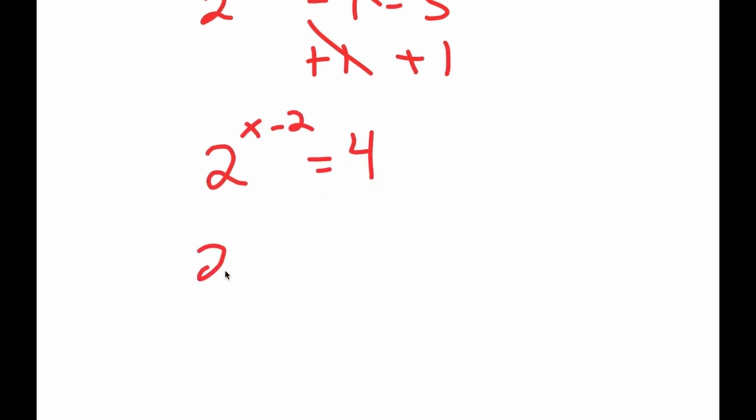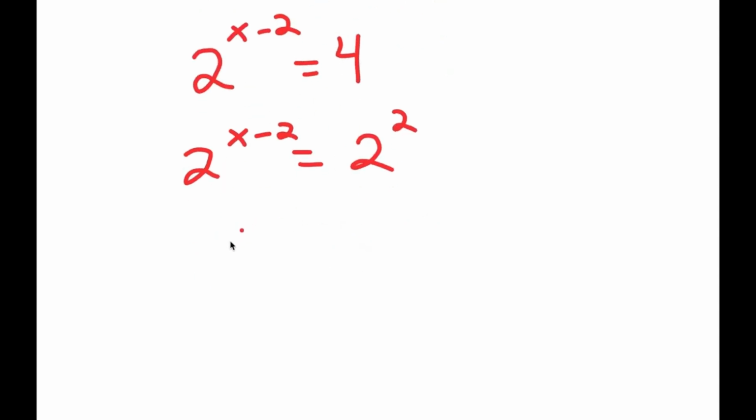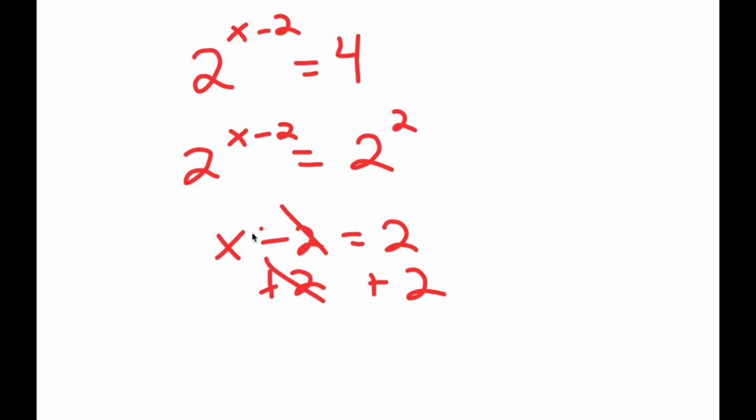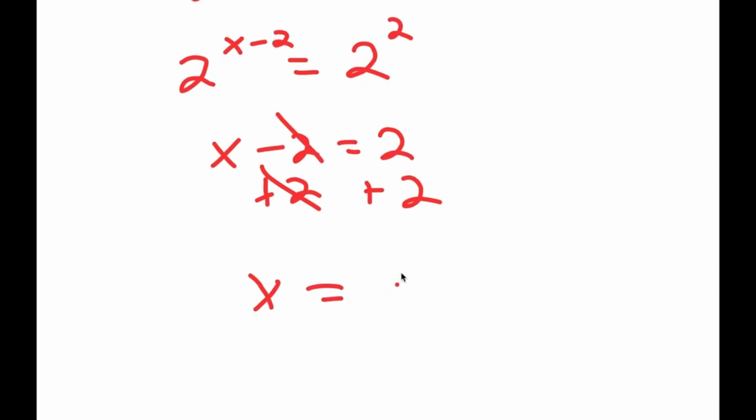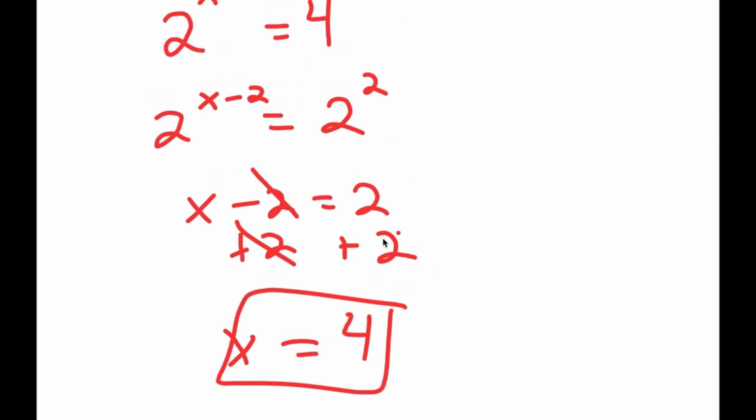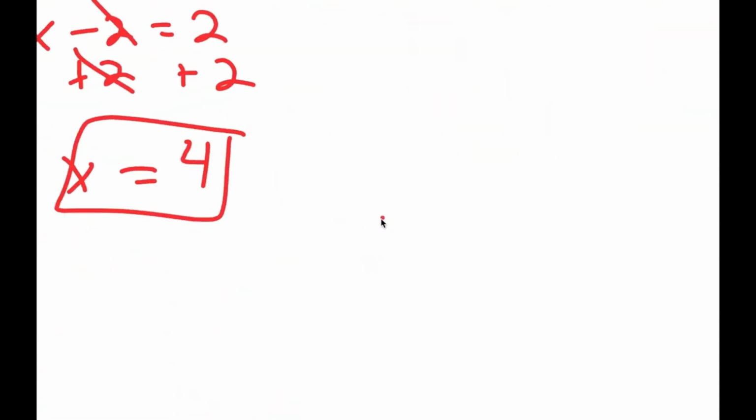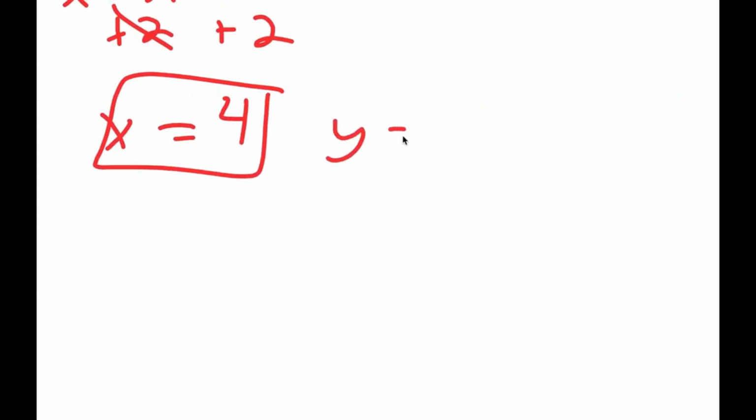And now 4 is the same thing as 2 squared, so I get 2 to the power of x minus 2 is equal to 2 squared. And this means that x minus 2 is equal to 2. And if I add 2 on both sides, these two cancel out. And I get x is equal to 2 plus 2, which is 4. So my solution is x equals 4 and y is equal to 2.